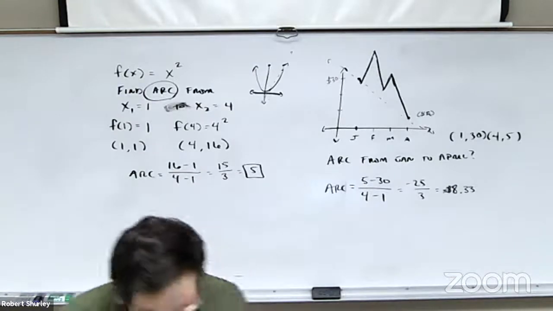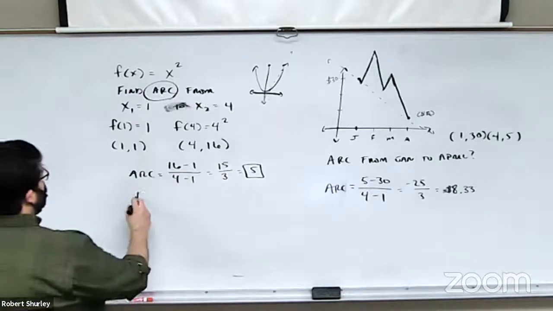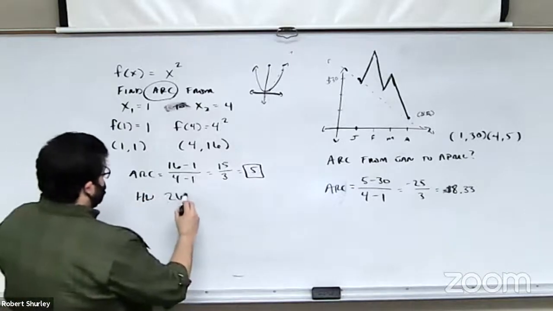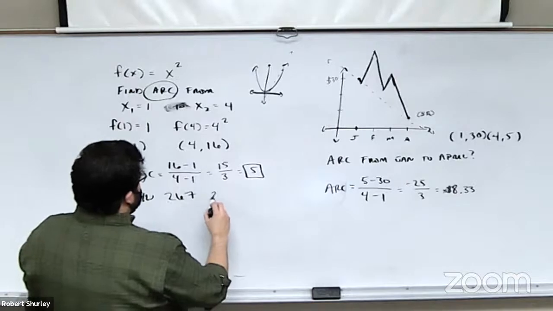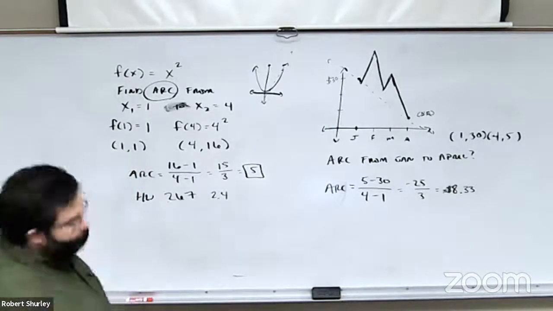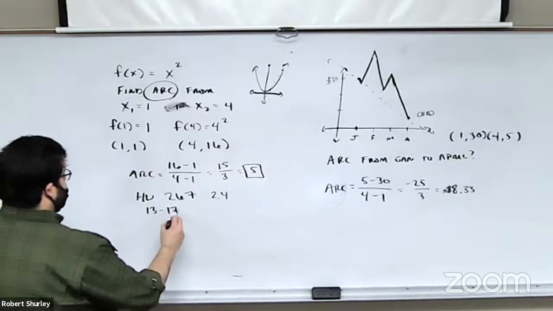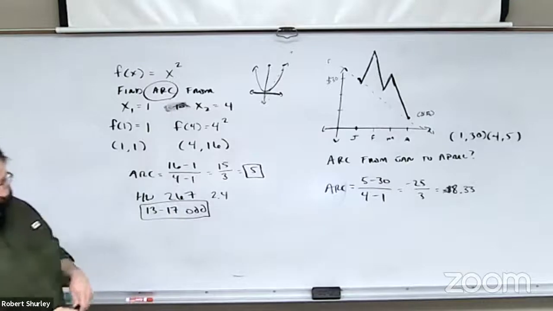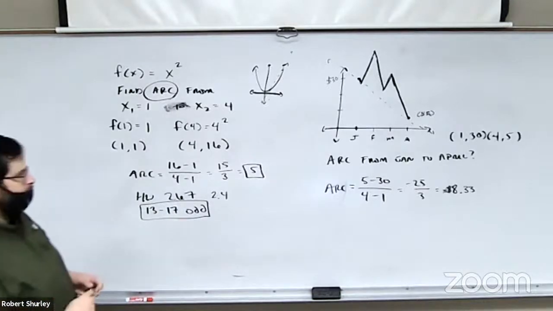13 through 17 odd. So in the homework on page 267, this is section 2.4. I just want you to do 13 through 17. It's only a few questions, because that's just how the book made it.